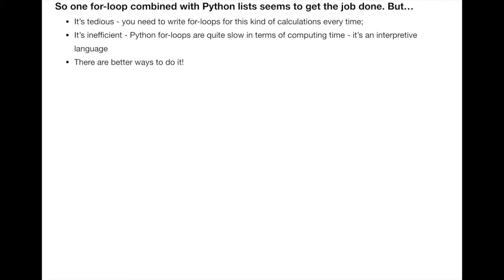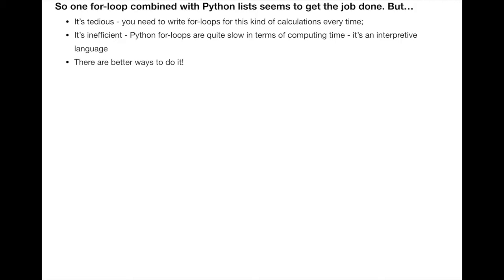Okay, so the for loops we just discussed, the 2 ways combined with Python lists, seem to get the job done easily. Well, sort of. But it's tedious, right? You need to write for loops for this kind of calculation every time you want to do this kind of straightforward calculation. And it's actually very inefficient.